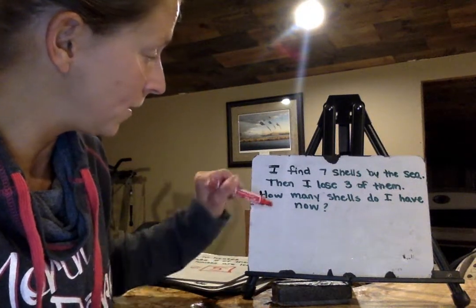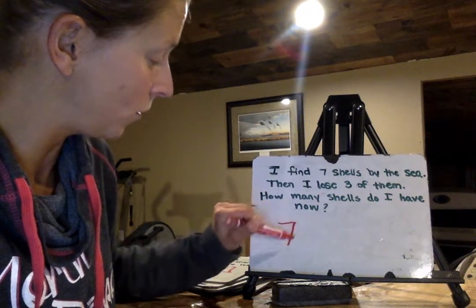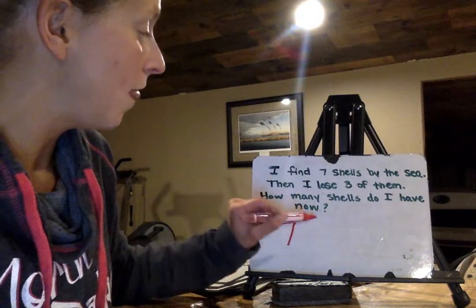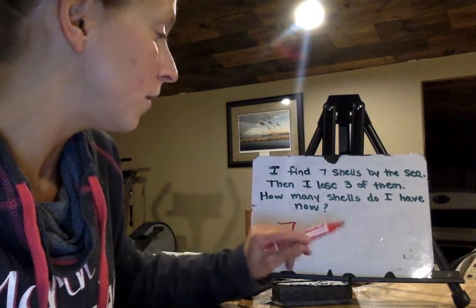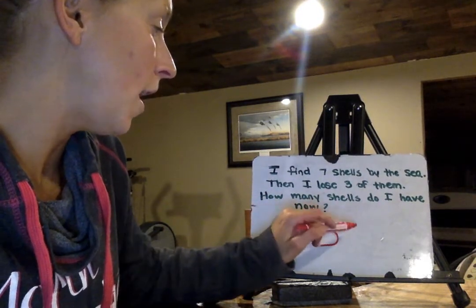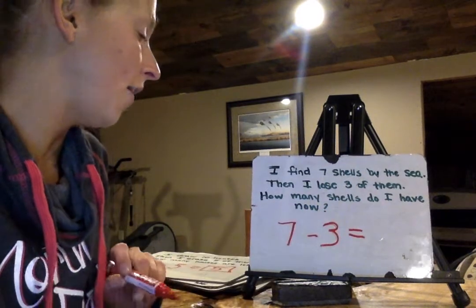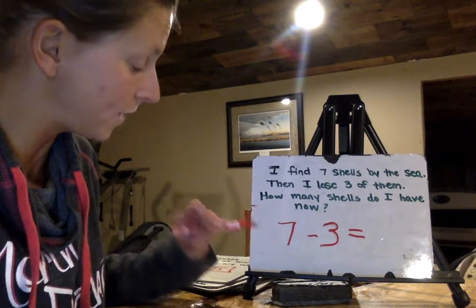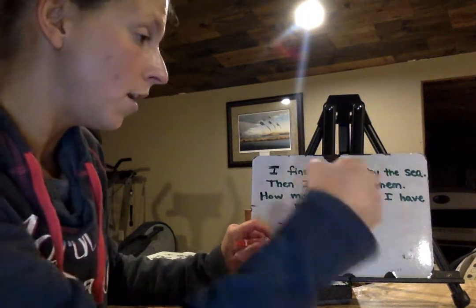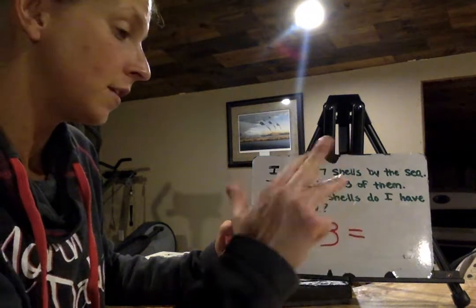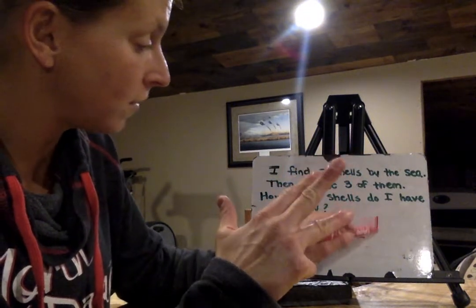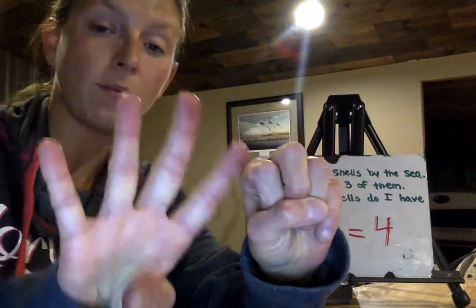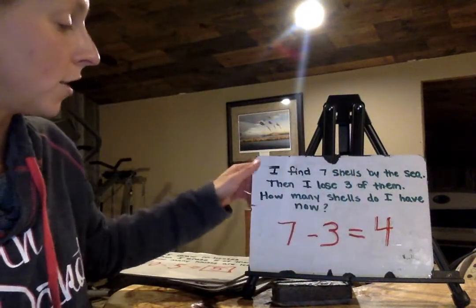go. I find 7 shells. That's my total. That's the greatest number. And in subtraction problems, it always comes first. Then I lose 3 of them. How many shells do I have now? Let's practice counting on, thinking the total was where we're going to stop at 7. And I took away 3, 4, 5, 6, 7. I've got 4 fingers up. We can even practice that by saying 7 take away 3 is also 4. We double checked our work.